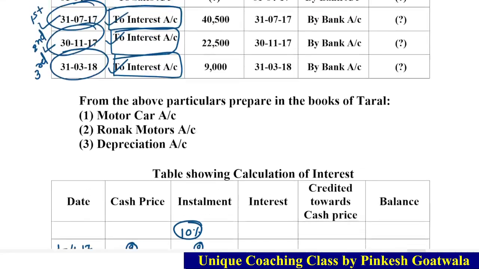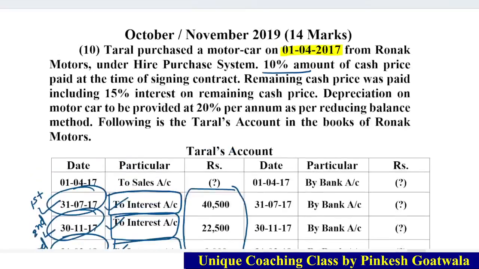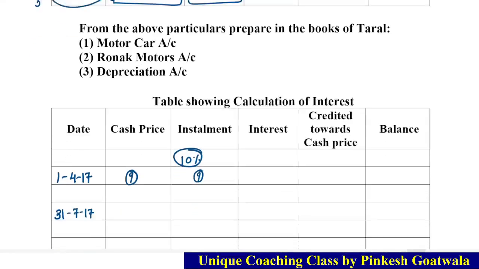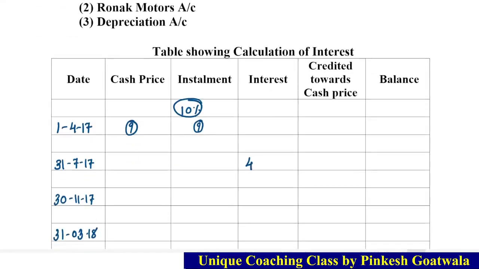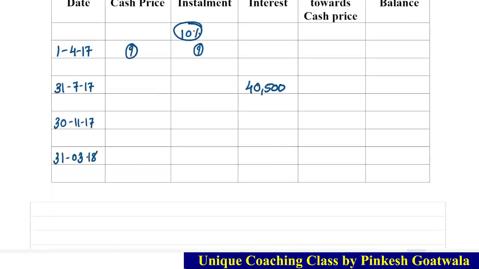Okay, so now we have the dates of installment. Now what is the amount of installment? Look here, no amount is given; only these amounts are available. We have only these three amounts, nothing else. And these amounts are regarding what? These all are about the interest. So we have the dates of installment and we have the amounts of interest. On this date the interest is 40,500. Then on November 22,500 and 9,000.